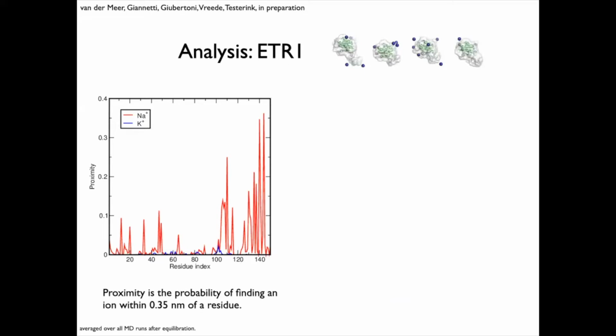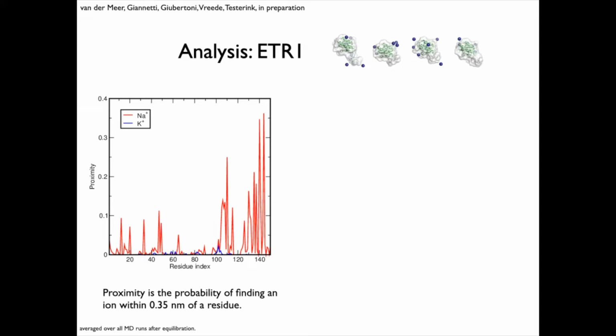Okay, so as analysis, we actually just counted the number of snaps for each residue in the protein, which is given here on the horizontal axis. We then count how often we find a sodium or potassium ion within 0.35 nanometer of that residue, and from that you can calculate the probability. And what you see is that sodium really likes to be much closer to the protein than potassium.